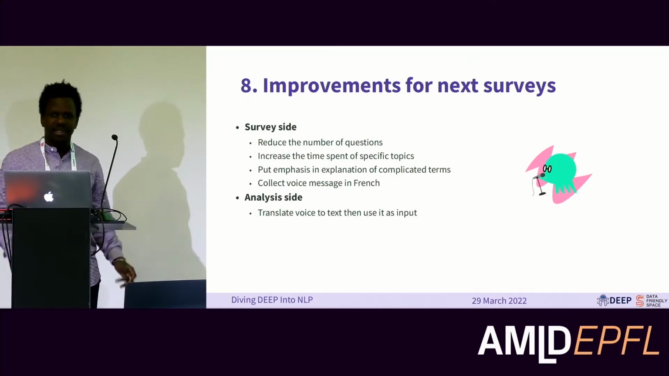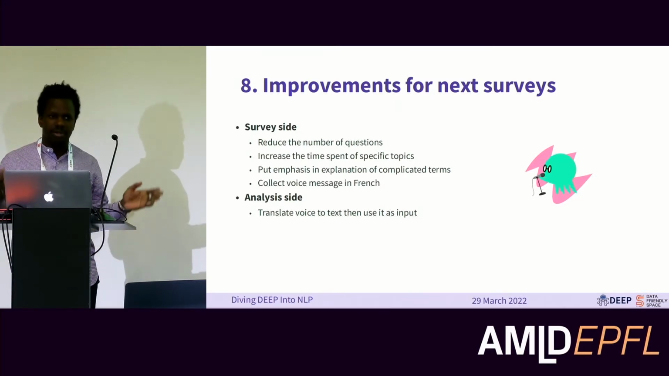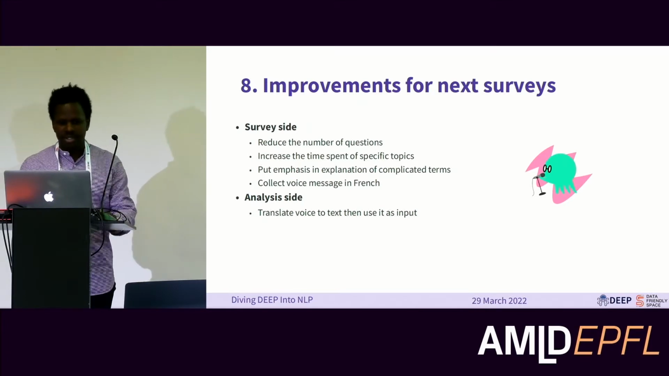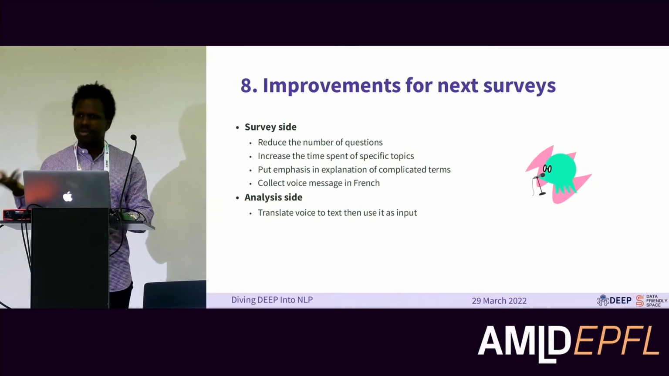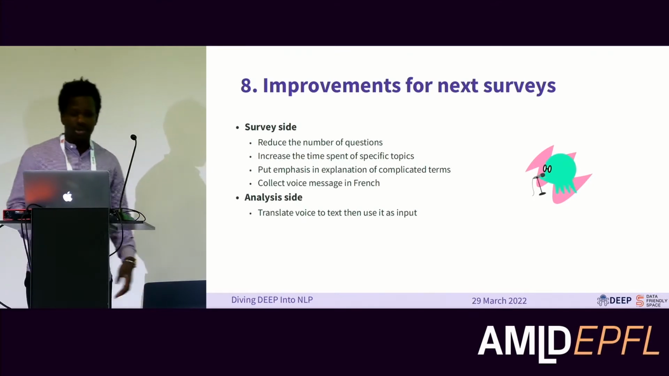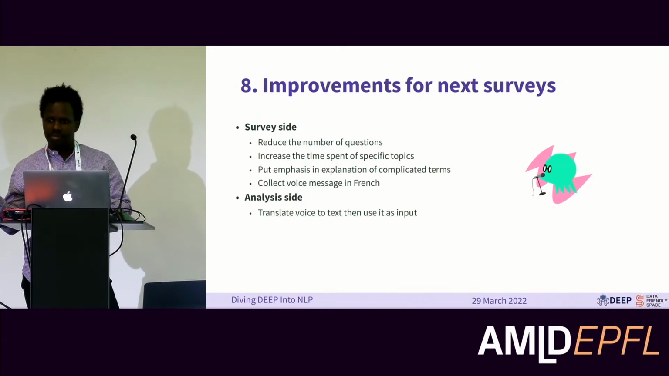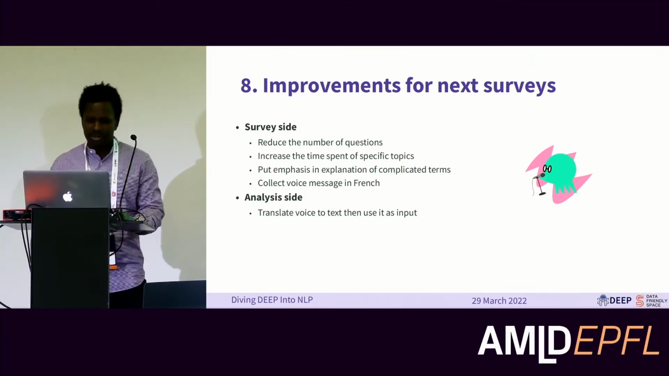On the survey side, our main problem was the number of questions. The survey was really long, more than 100 questions. We didn't have enough time to dive into the subjects, so this can cause a lot of issues, like small responses. So we decided for the next round, because we still have two rounds of interviews, to increase the time spent on specific topics and add a lot more open-ended questions. Now we know that we have a ready pipeline to study them, so it can be really interesting.